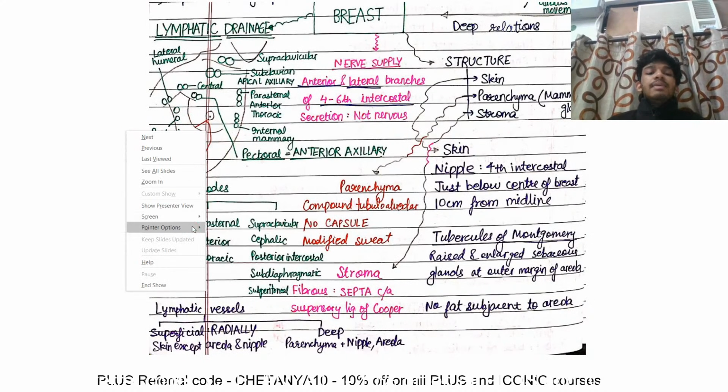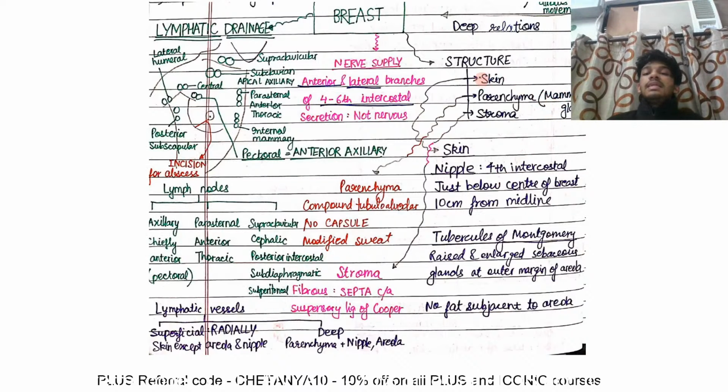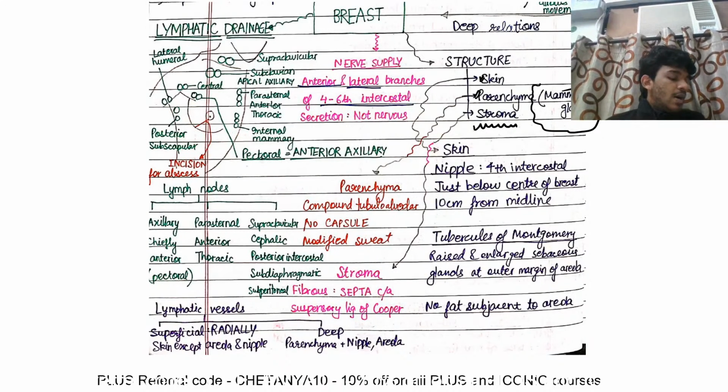The breast is mainly made up of three parts: the skin of the breast, the parenchyma of the breast, that is the mammary gland, and the stroma of the breast. The stroma of the breast is basically fibrous. There are septa called suspensory ligaments of Cooper. The parenchyma is the compound tubuloalveolar part which lacks a capsule. There is no capsule in the breast gland, alright?